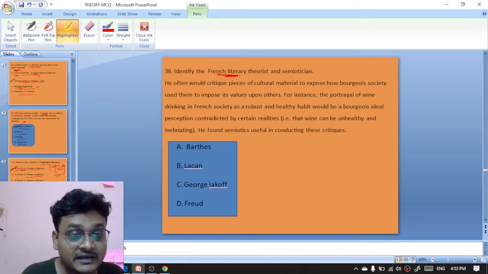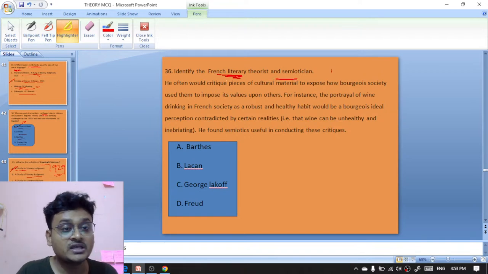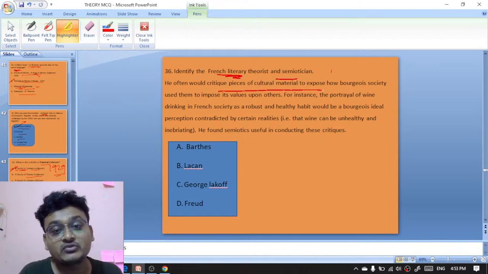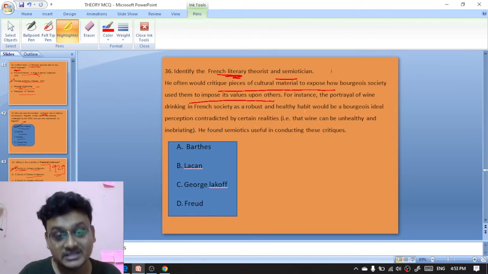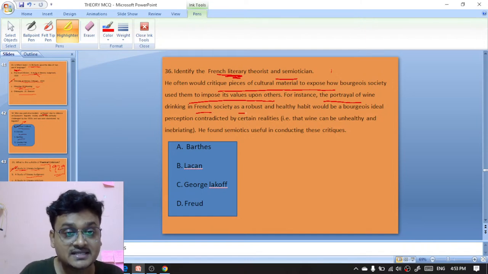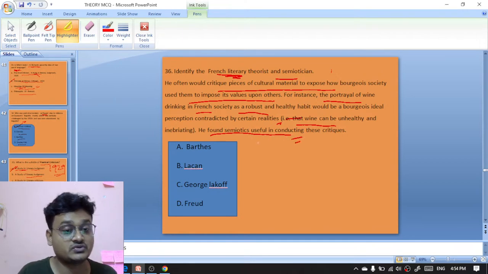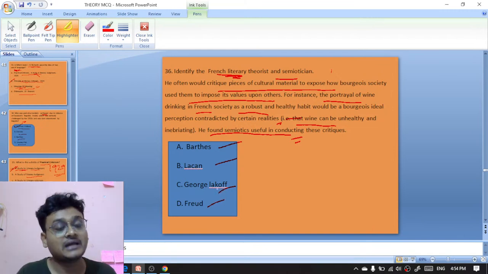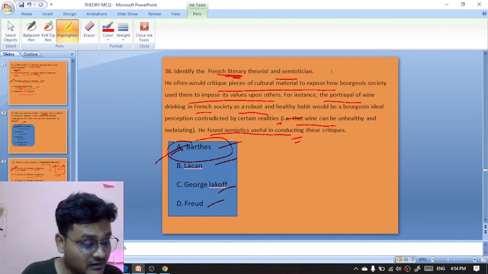Identify the French literary theorist and semiotician. He would often critique pieces of cultural material to expose how bourgeois society used them to impose its values upon others. For instance, the portrayal of wine drinking in French society as a robust and healthy habit would be a bourgeois ideal perception contradicted by certain realities, that is, that wine can be unhealthy and inebriating. He found semiotics useful in conducting these critiques. Okay. Roland Barthes, Lacan, George Lakoff, or Freud. So here the right option is Roland Barthes.